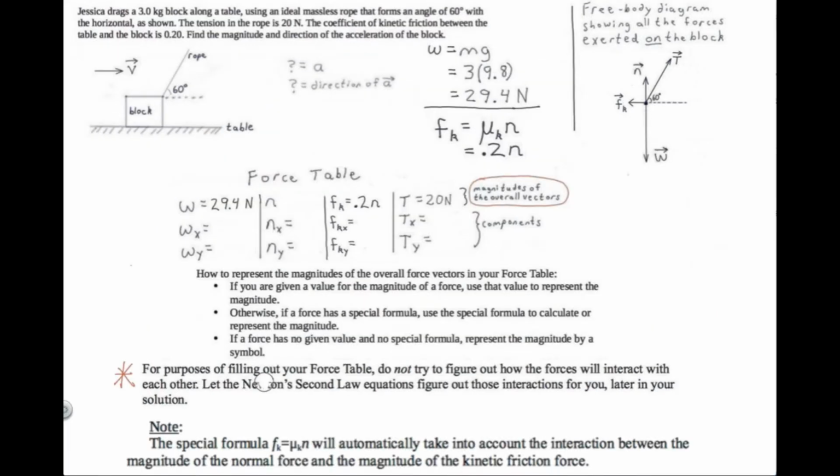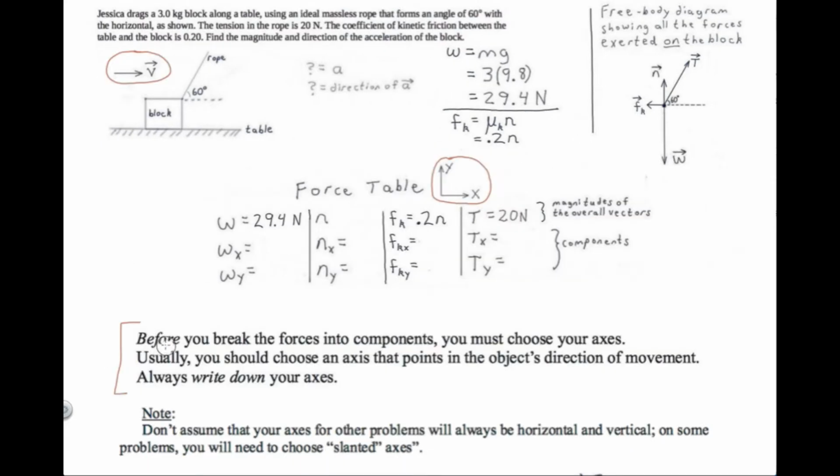For purposes of filling out your force table, don't try to figure out how all these forces will interact with each other. You can let the Newton's second law equations figure out those interactions for you later in your solution. Before you break the forces into components, you must choose your axes. It's usually best to choose an axis that points in the object's direction of motion.